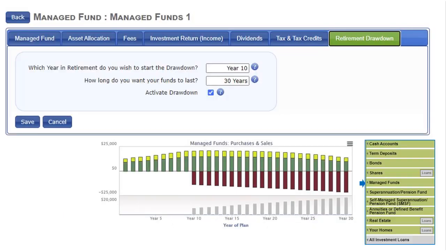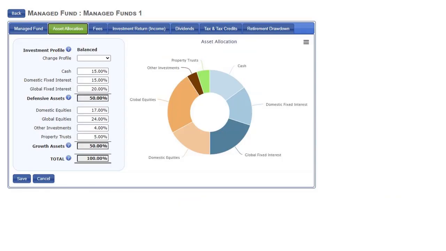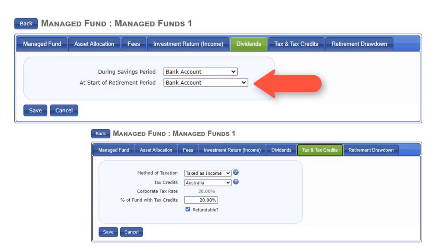However, when you come to the managed fund account, he will not commence drawing down any funds until year 10 and draw the funds down over 30 years. This should leave funds in reserve if he needs to access them in the later stages of retirement. With managed funds, you can allocate the type of asset allocation, and in this case, a balanced fund has been selected. Note the different asset allocations between funds which are high growth, balanced and conservative. Dividends are going to be paid to the transaction account. It is anticipated that 20% of the funds will have imputation credits.